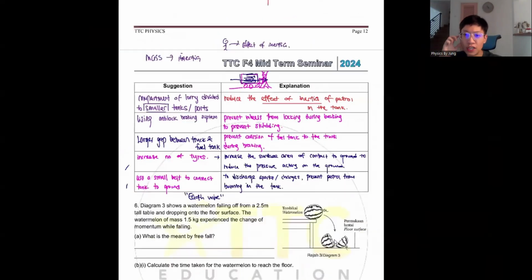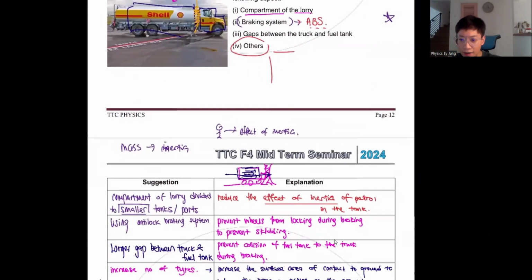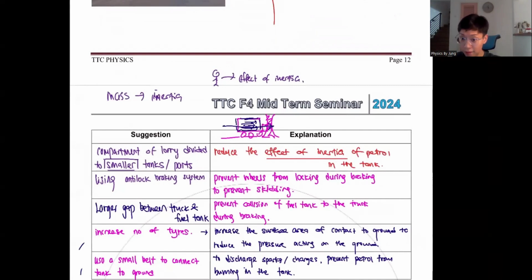Okay, if you don't believe, go and check at the Petronas station. Can, all right? Can?